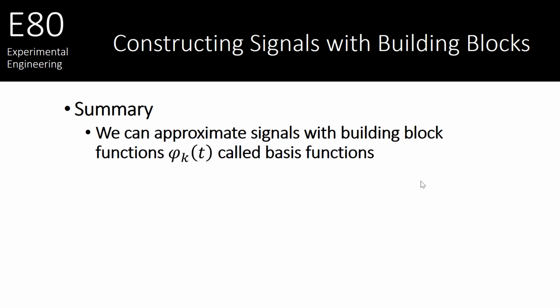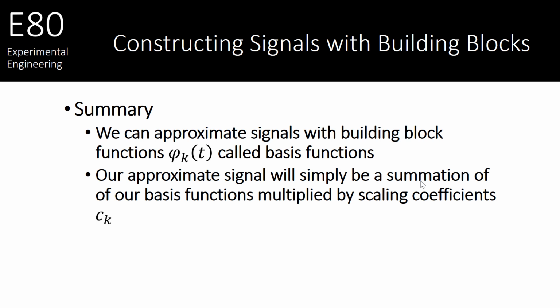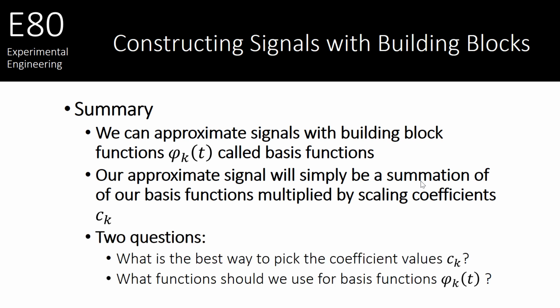Let's summarize what we just did today. One, we talked about approximating signals with building block functions that we're going to call basis functions. We talked about the approximation being a sum of these basis functions, but they're scaled by coefficients that we're going to call c of k in our notation. I still have left a bunch of open questions, and the two main ones being, what is the best way to pick those scaling functions?